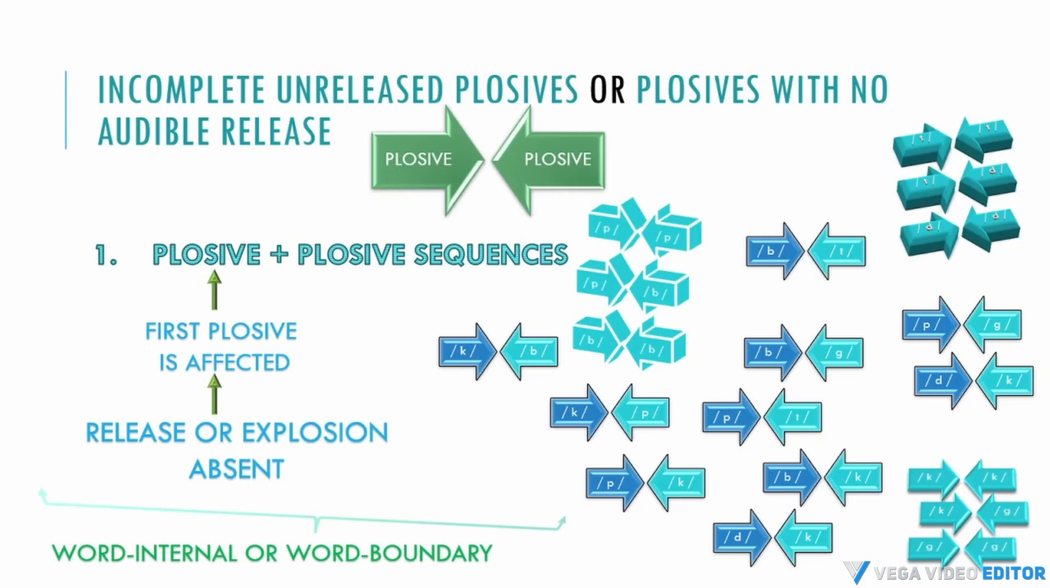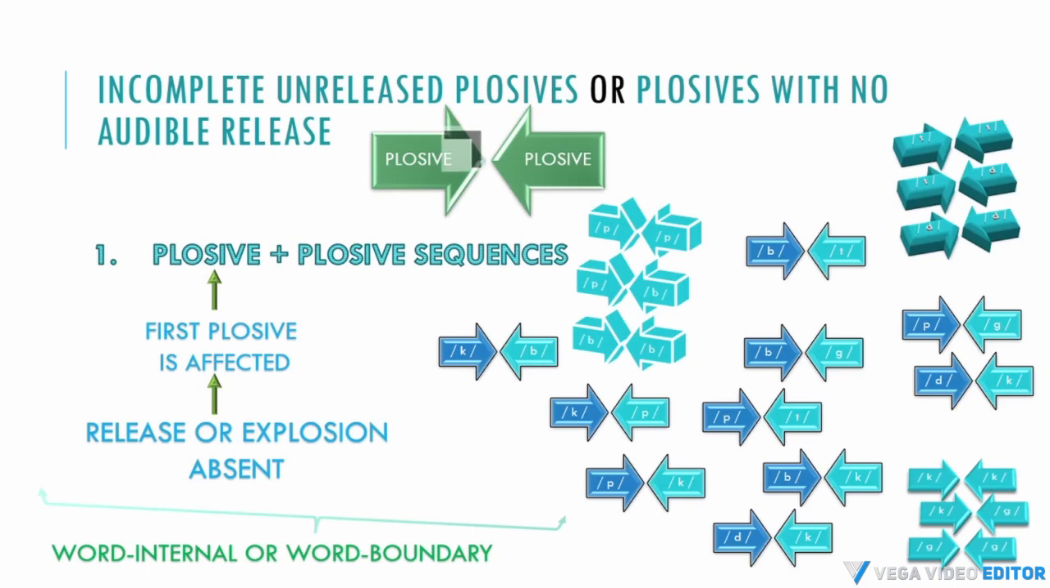What you should bear in mind is that it is the first plosive sound in this sequence that is affected. How is it affected? Well, the manner of articulation of that plosive consonant is affected because it loses the last stage, which is the release stage, and in many cases the explosion as well. And this process happens both word internally, that is, in certain words that contain two contiguous plosive sounds, or at word boundary. We're going to see more examples later on.